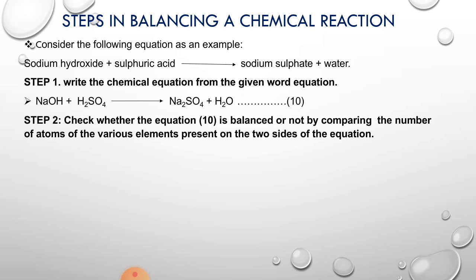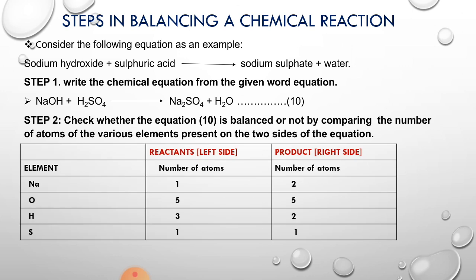Now what is step number 2? Check whether equation 10 is balanced or not by comparing the number of atoms of the various elements present on the two sides of the equation. As we saw on the last slide, we compare the elements on both sides. So now let's do this with this reaction. Reactants, product, element. What are the elements used over here? That is Na, then O, H and S. Now let's see the number of atoms.